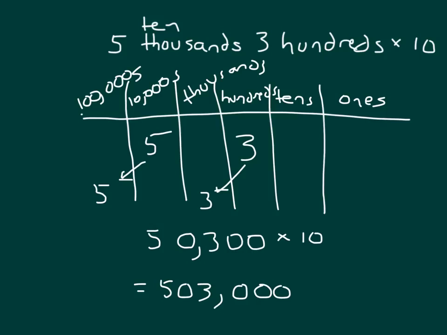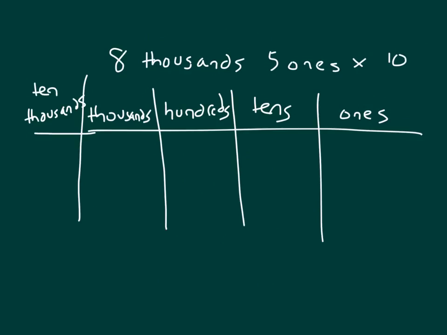Let's give you a problem to try. Here is a problem for you to try. We have 8 1,000s, 5 ones, times 10. Make sure that you draw that place value chart, and you can either use numbers or disks in your place value chart to figure out the product, or what this equals. Pause the video and do your work, please.